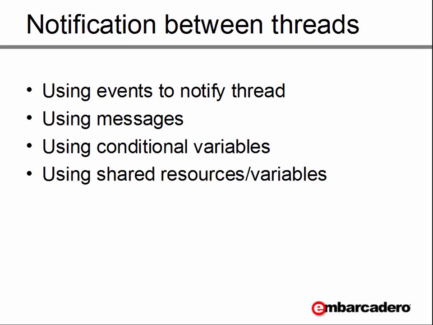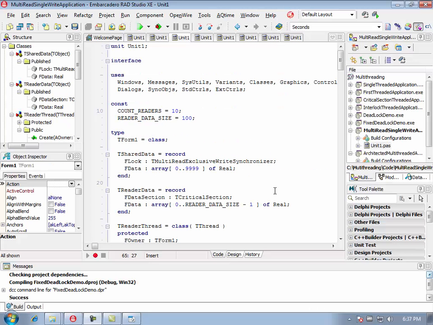We often need to send notifications from one thread to another. For this, we have a number of choices. We can use events to notify one thread from another. We can send messages, usually to the main thread. We can use conditional variables if we have Windows Vista or Windows 7, or we can use shared resources or variables to send information between the threads.